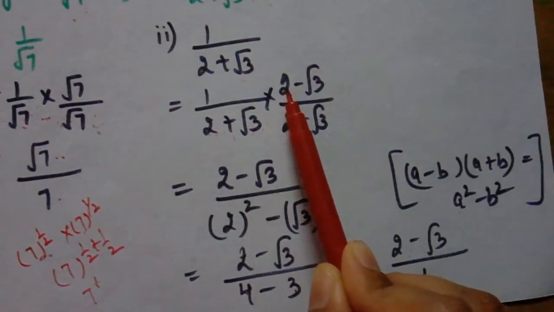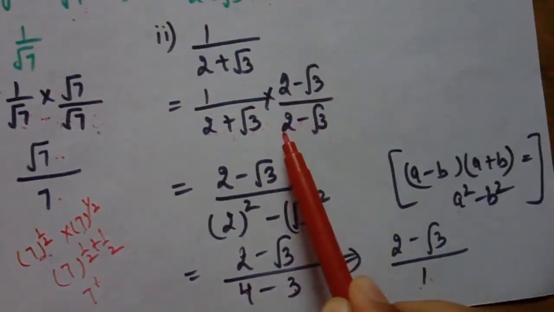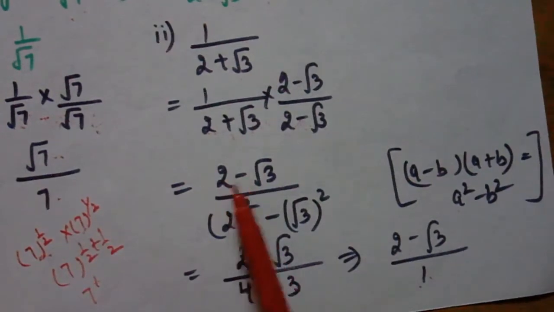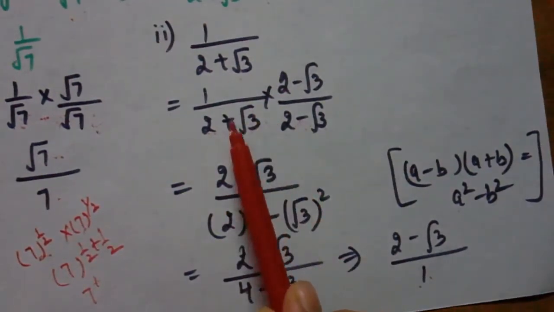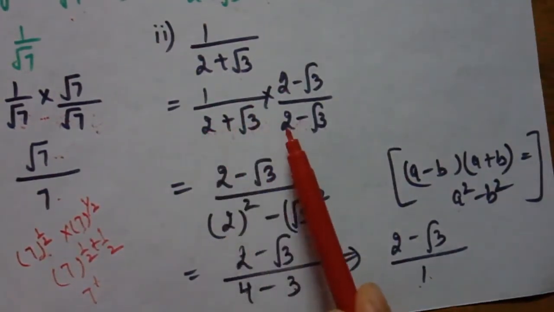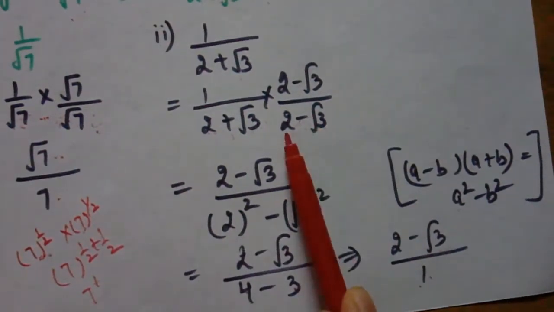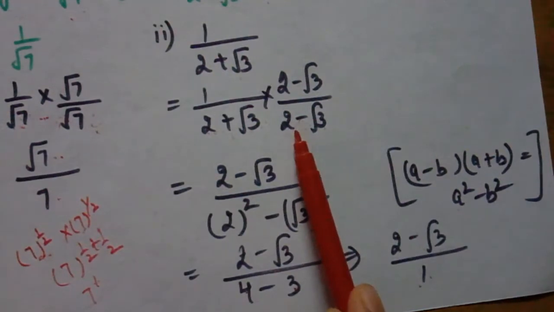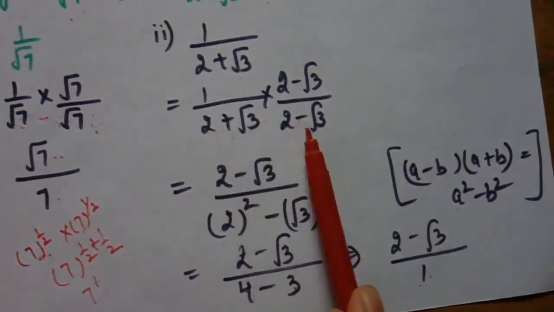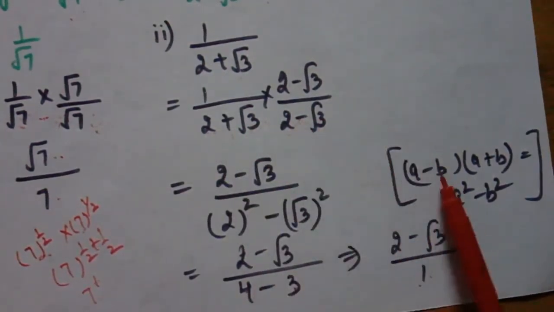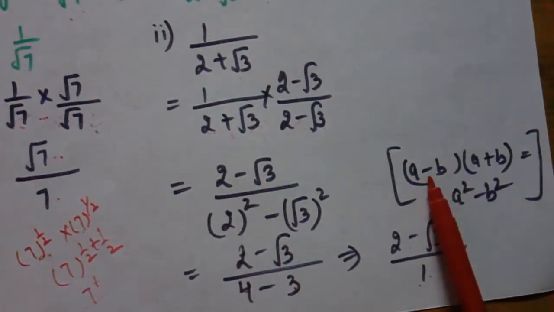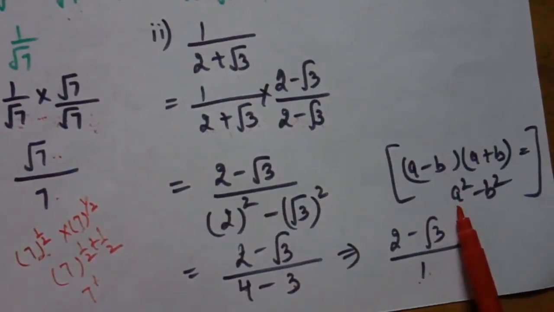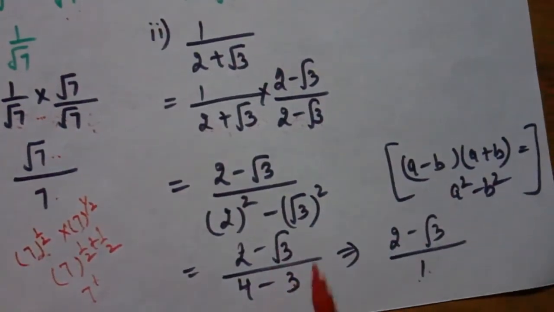So we will multiply and divide with 2 minus root 3. When we multiply it, it gives 2 minus root 3. Now we have 2 plus root 3 times 2 minus root 3. If you have learned all the previous lectures, then you know which identity will be applied here. The identity is a minus b multiplied with a plus b, which is a square minus b square. So we will apply it here.